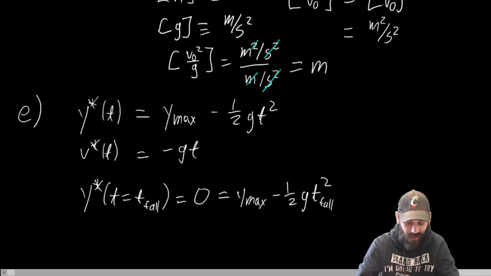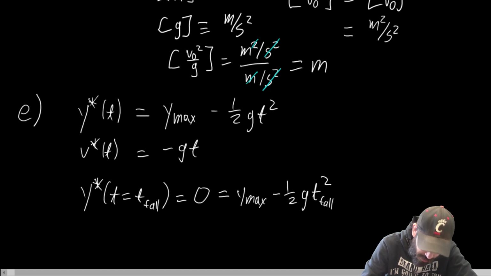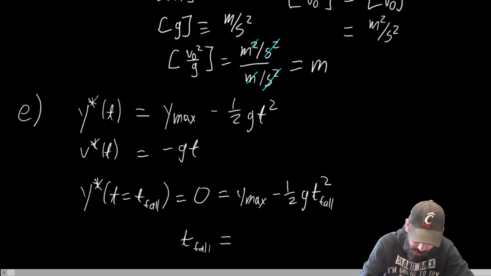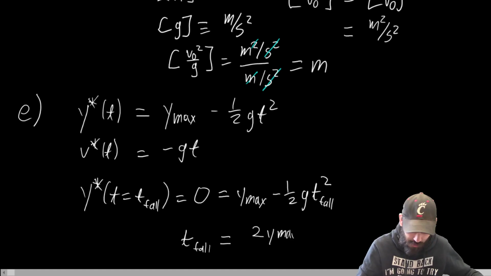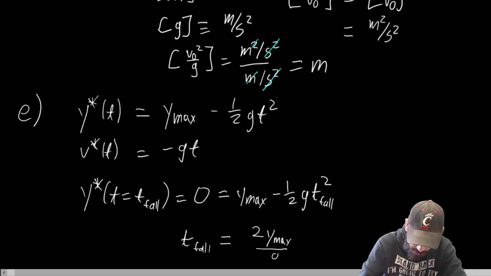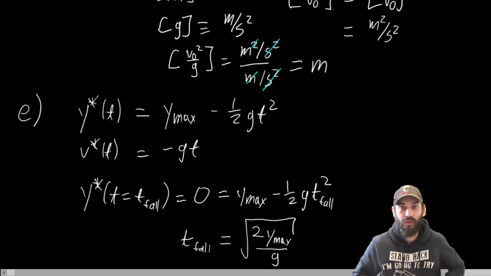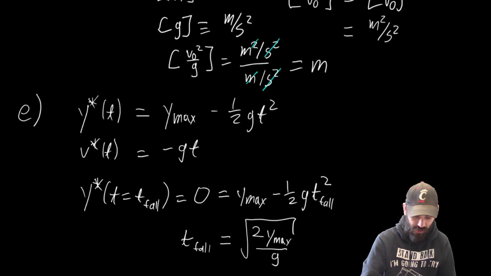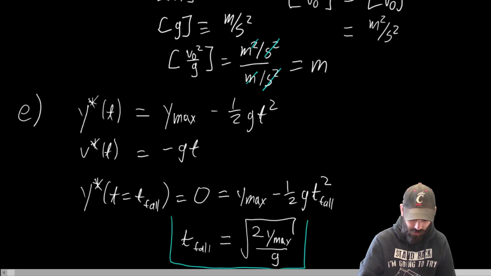Again, we can do a little bit of algebra, and I'll leave this to you as an exercise. Hopefully I won't make any mistakes. I'm sure you guys will let me know if I do. t fall is going to be equal to the square root of 2 y max divided by g. And again, we could do some dimensional analysis here to see if you believe me or not.